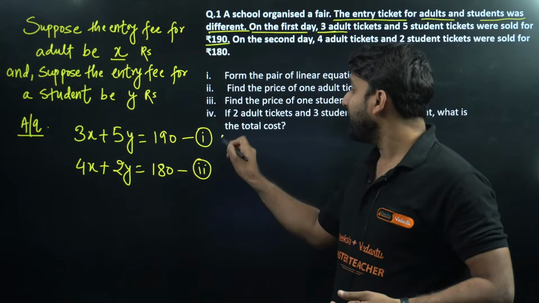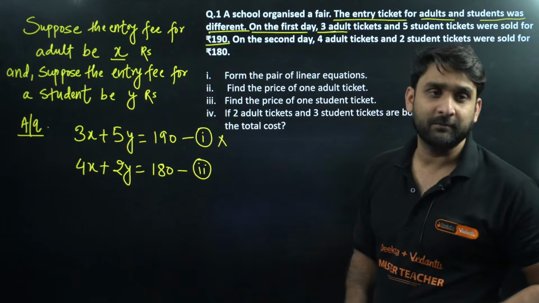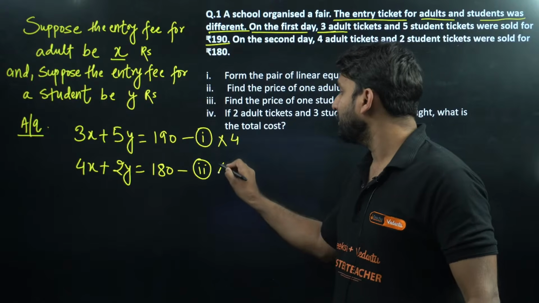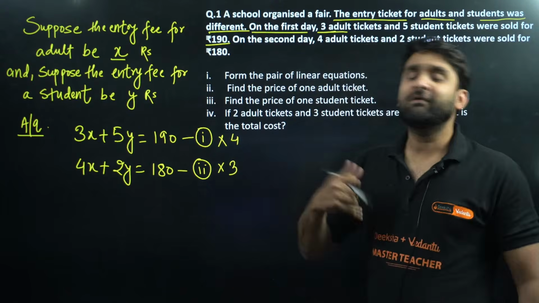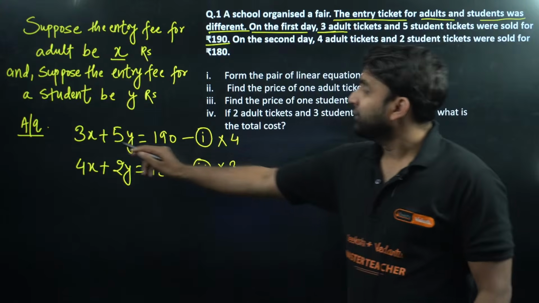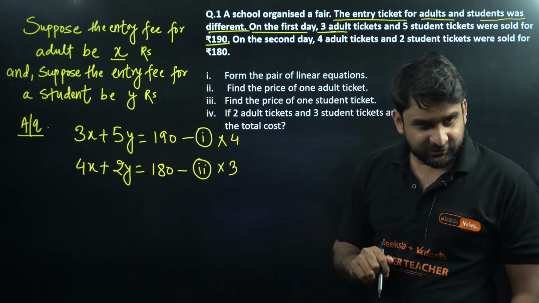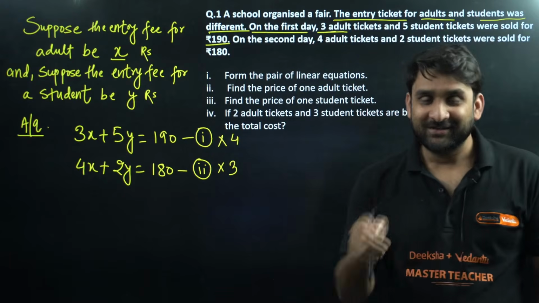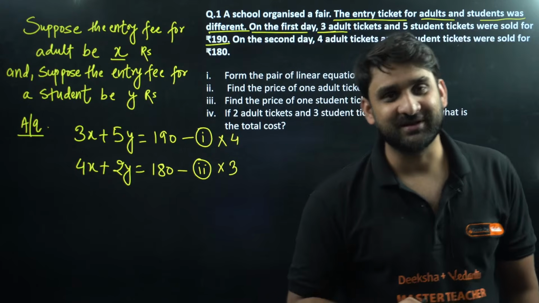For this we have to multiply equation number 1 by 4 and equation number 2 by 3. What will happen after this? So 3 into 4 will become 12x and 4 into 3 will be 12x. Can you see here? The coefficient of x has become equal to each other.